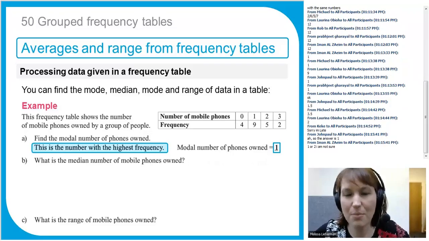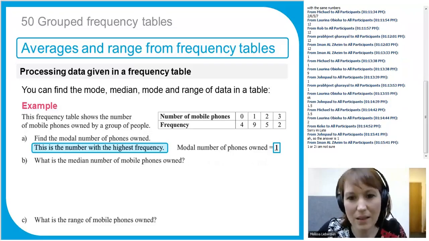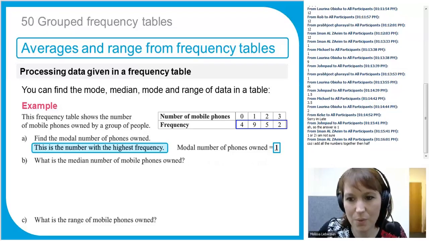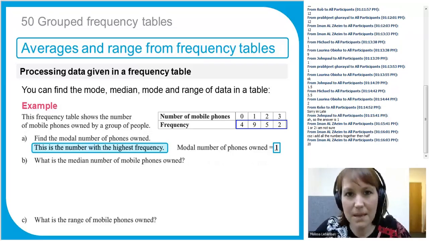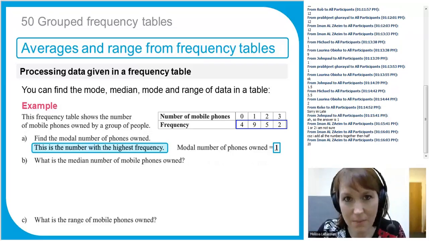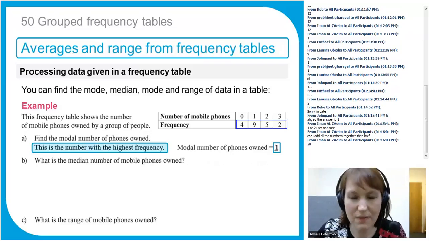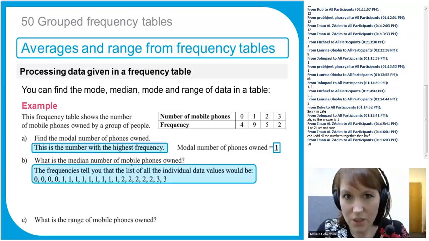There are how many people altogether? Well, 4 plus 9 plus 5 plus 2 is 20. So there are 20 people in our survey. If I wrote all of the number of phones that each of those 20 people had in order, the middle value, the median, would be halfway between the 10th number and the 11th number. So let's have a look at what that looks like. You don't have to write out all of these numbers. I just want you to think about what's happening here.